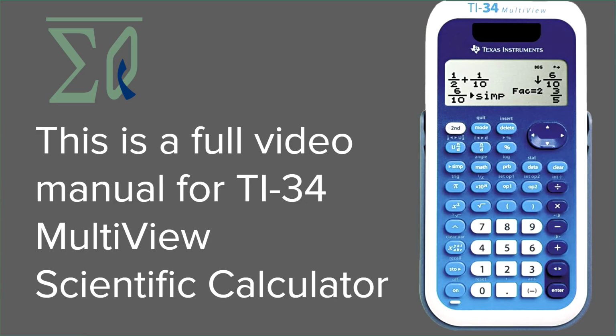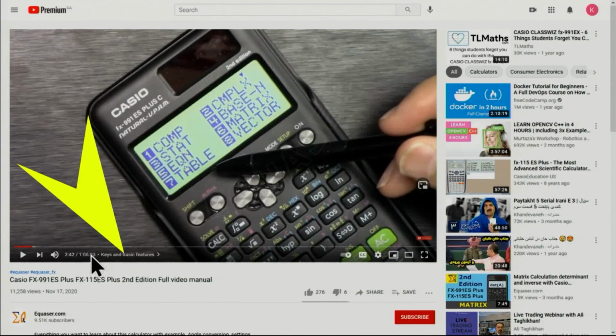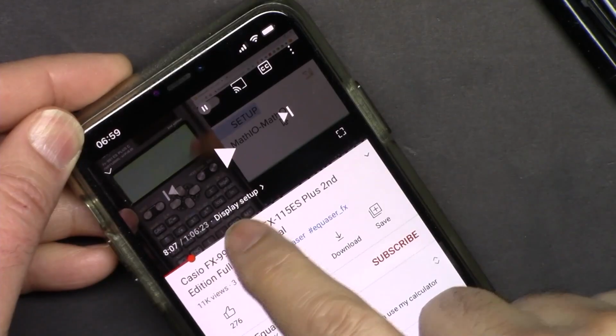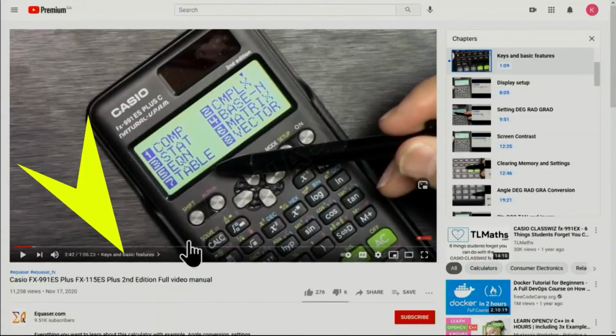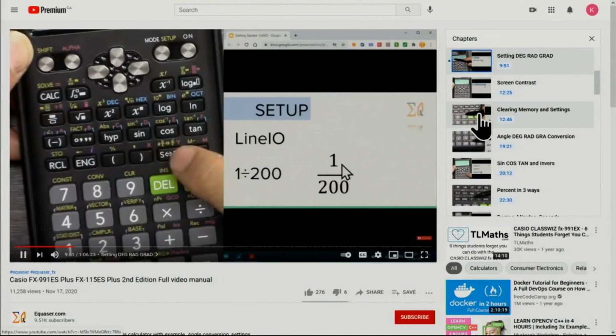This is a full video manual for the TI-34 MultiView scientific calculator. For a larger screen, click on this area of the player. You will see the menu when you touch it, so you can see all the chapters and touch to move to that section of the video.